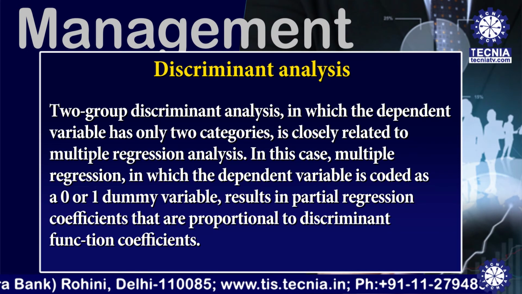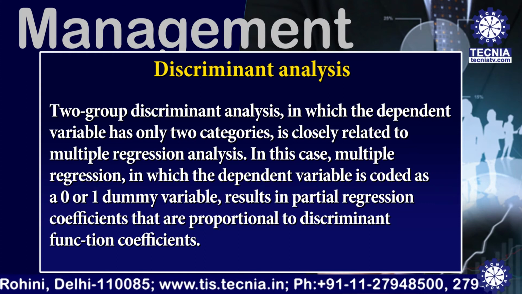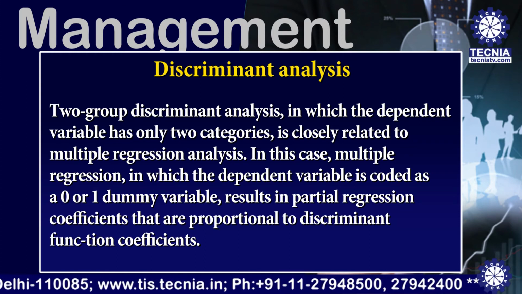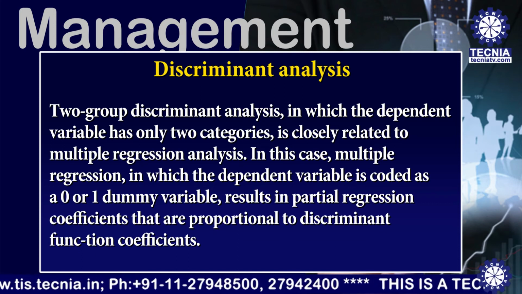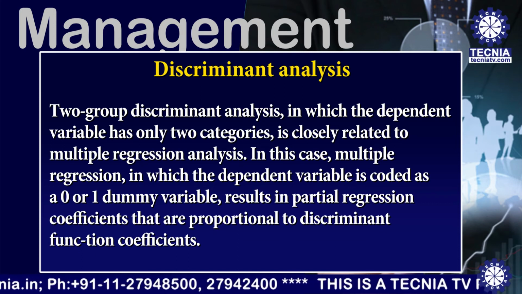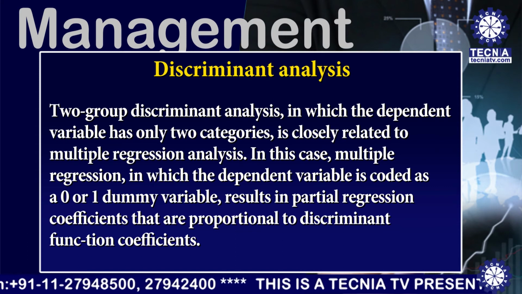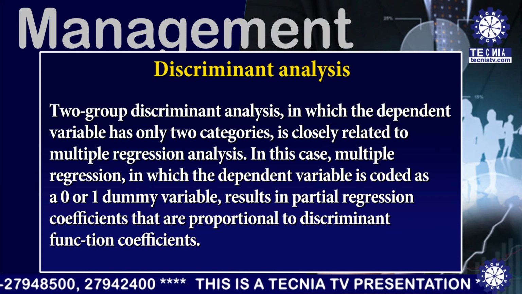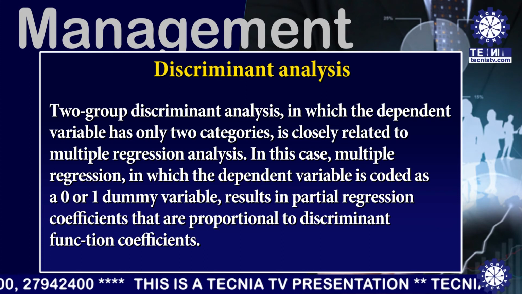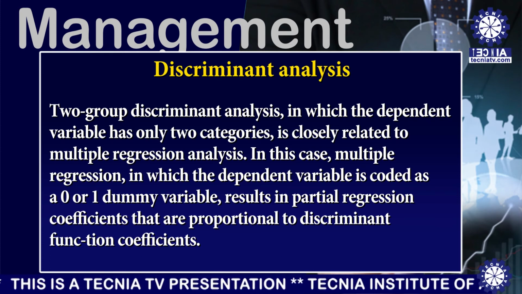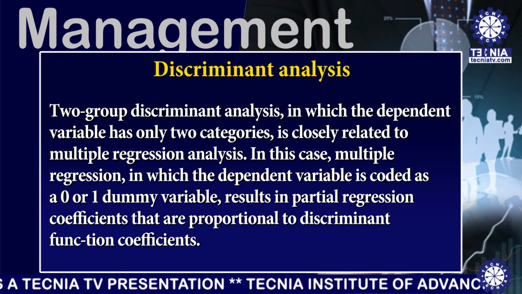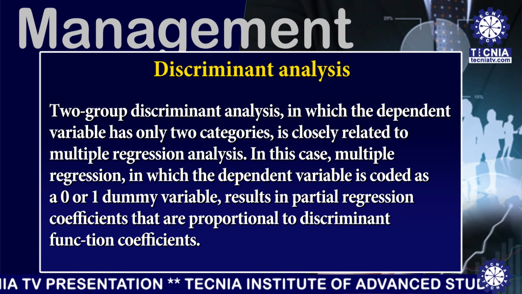Two-group discriminant analysis, in which the dependent variable has only two categories, is closely related to multiple regression analysis. In this case, multiple regression in which the dependent variable is coded as a 0 or 1 dummy variable results in partial regression coefficients that are proportional to the discriminant function's coefficients.